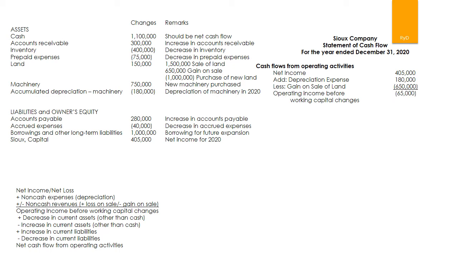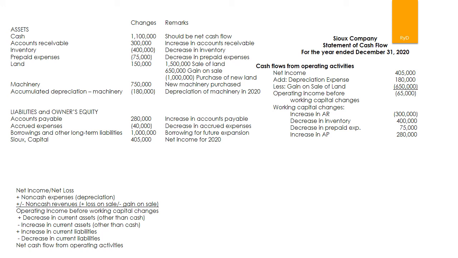So now we have our operating income before working capital changes. Let's proceed. We have our working capital changes here. We have an increase in AR. Since this is an increase in current asset, we deduct. Then we have a decrease in inventory. Since this is a decrease in current asset, we add. Next, decrease in prepaid expenses. Same, we add.